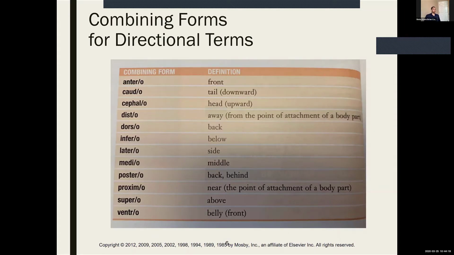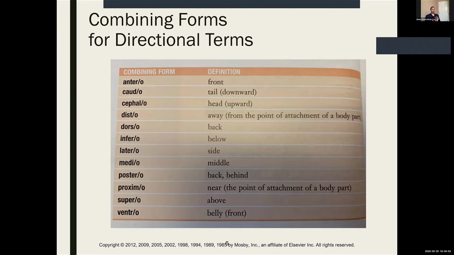Here are a handful of directional terms in their combined forms. So again, we're taking a combining vowel, in this case, that O, which it almost always is, and we're adding it to the word root in order to make the combining form. So something like antero, meaning the front. So basically the word that most comes to mind there is anterior. So anterior means the front. So anytime we add anter or antero to something, we're talking about the front of the patient.